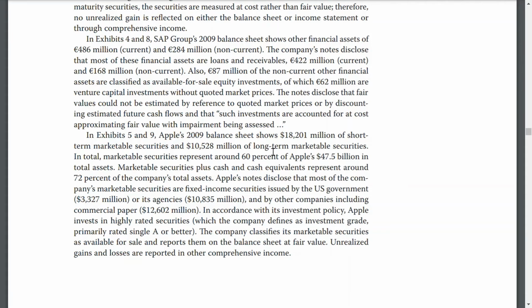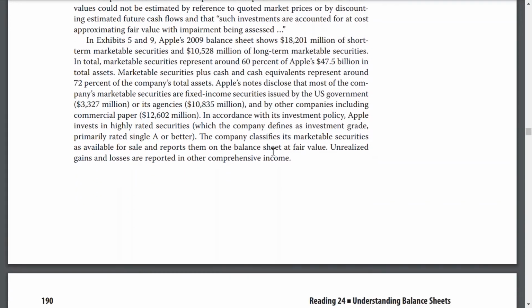Apple's notes disclose that most of the company's marketable securities are fixed income securities issued by the U.S. government or its agencies, and by other companies, including commercial paper. In accordance with its investment policy, Apple invests in highly rated securities. The company classifies its marketable securities as available for sale and reports them on the balance sheet at fair value. Unrealized gains and losses are reported in other comprehensive income.